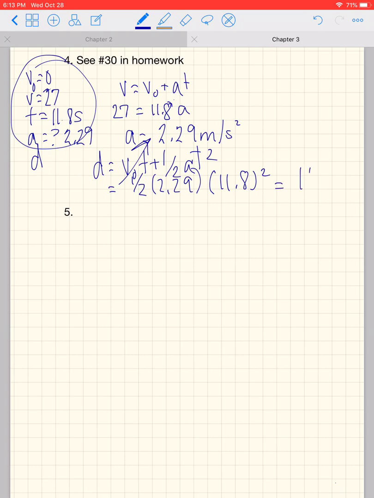And you get roughly 160 meters. You get somewhere between 159 and 160 depending on what equation you use. And you can try another equation and you're going to see you end up with the same answer.